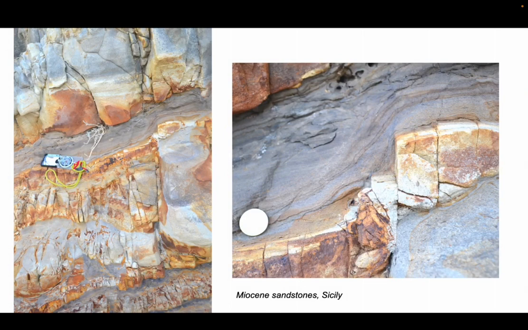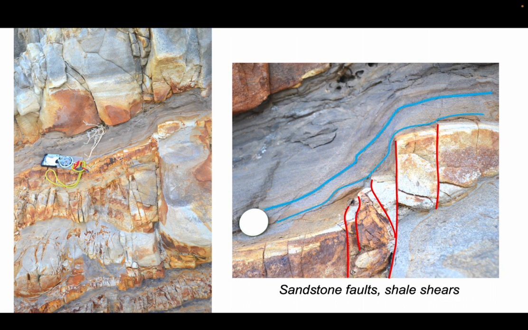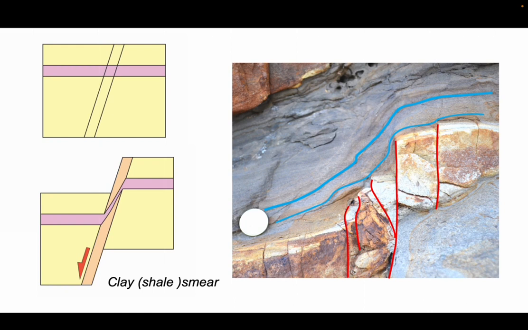Now let's look at a sandstone shale sequence here, and let's just look carefully at the different behaviours of these two layers. The sandstone has faulted, but look what's happened if we trace the lamination out in the siltstone claystone above. This so-called shale is sheared rather than faulted, so has behaved in a ductile fashion compared to the brittle localised faulting in the sandstone. This is clay or shale smear.